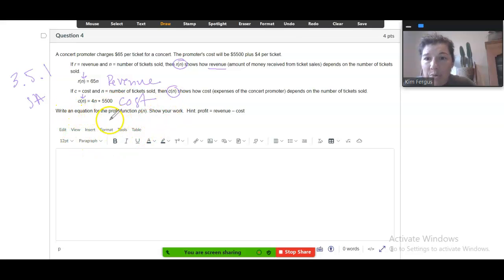Write an equation for the profit function, P of N, show your work. Hint, profit is equal to revenue minus cost. This is the secret for the entire problem. Our profit function, P of N, is equal to our revenue function, R of N, minus our cost function, C of N. This needs to be in your problem. This is function notation, and this is showing your work.